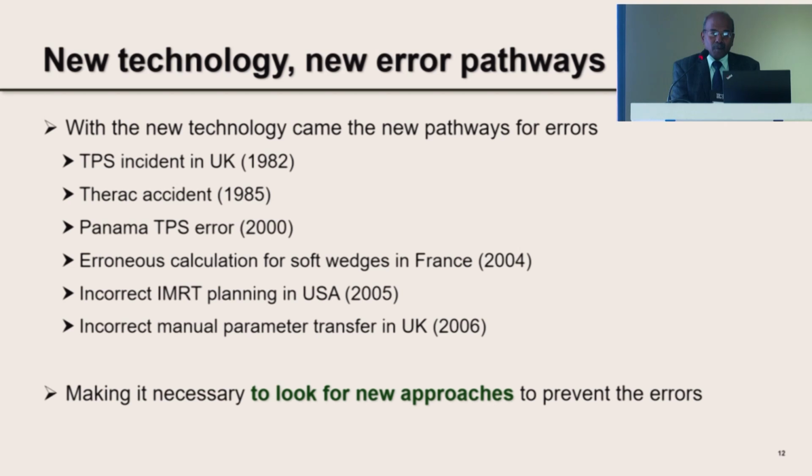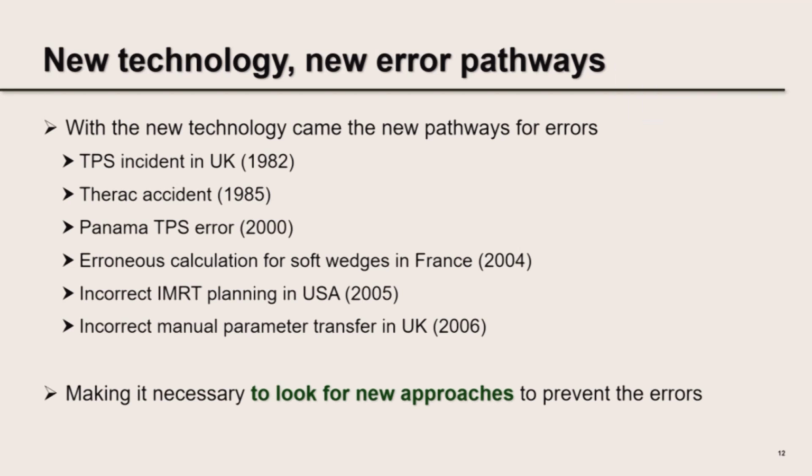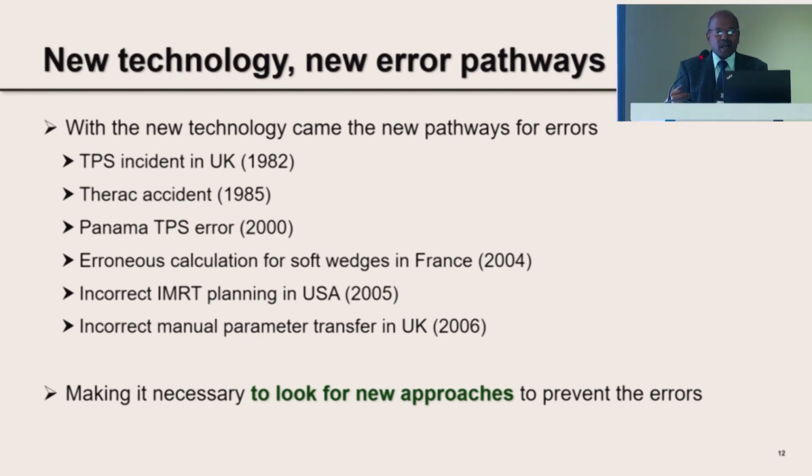I'm not going to go into these details, but along with the new technology came new error pathways also. Many incidents happened, and all these taught us that along with new technology, we should be prepared for new error pathways. So this made the radiation oncology community look for new approaches to prevent or mitigate errors.